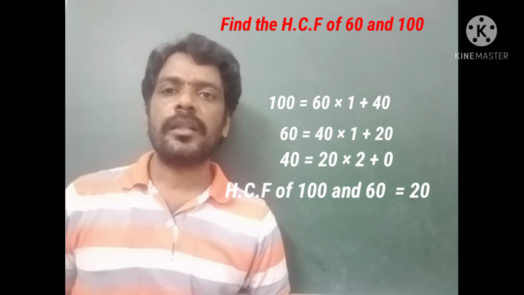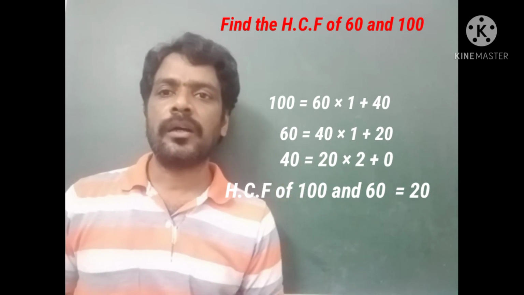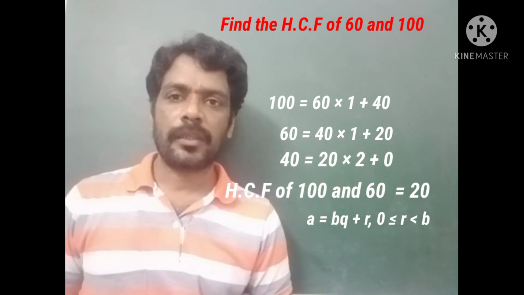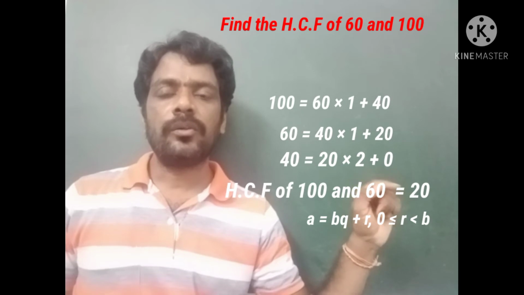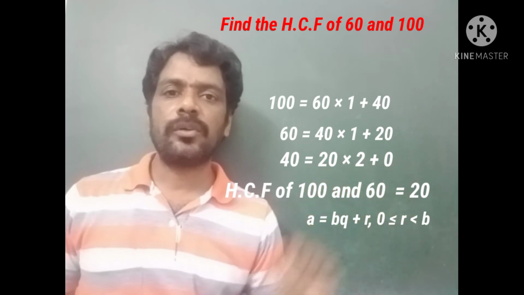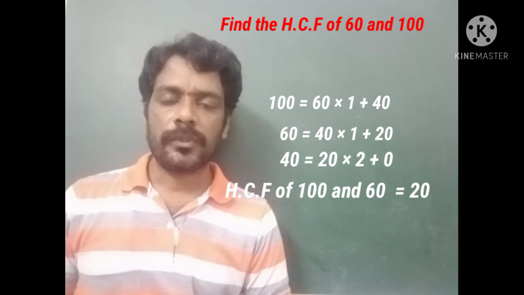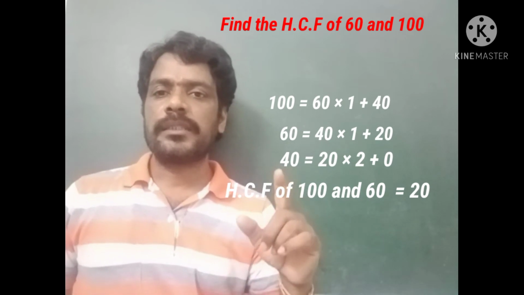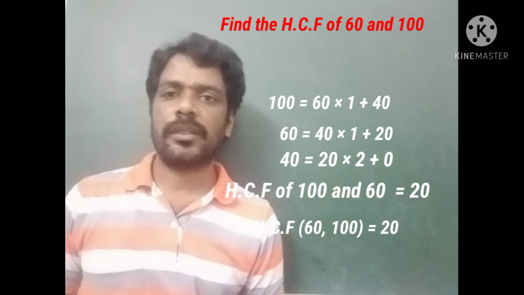So in each step we are using Euclid's division lemma statement. What is that? A is equal to BQ plus R, and this R value is between 0 and the value of B. So from this example, we found the HCF of 100 and 60 is 20. Now let us see one more example.